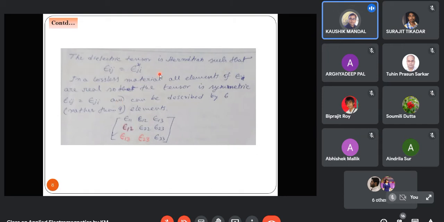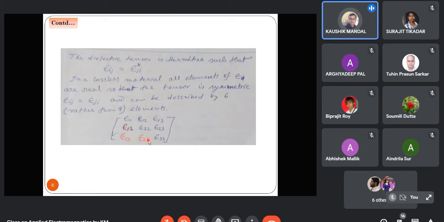Now, before going to the proof of the Hermitian nature of the dielectric tensor, if we consider that epsilon ij equal to epsilon ji, then the corresponding dielectric tensor will be a 3 cross 3 matrix: epsilon 11, epsilon 12, epsilon 13, epsilon 21, epsilon 22, epsilon 23, epsilon 31, epsilon 32, epsilon 33. Now these parameters are equal. This epsilon 12 equals epsilon 21, epsilon 13 equals epsilon 31, and epsilon 23 equals epsilon 32.